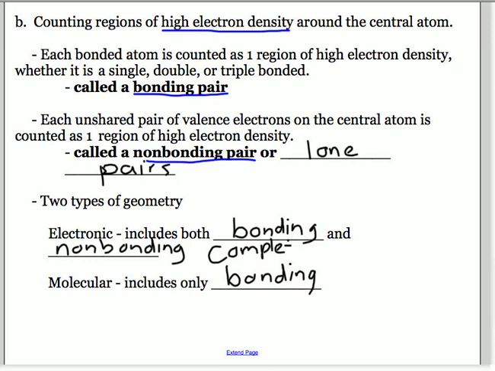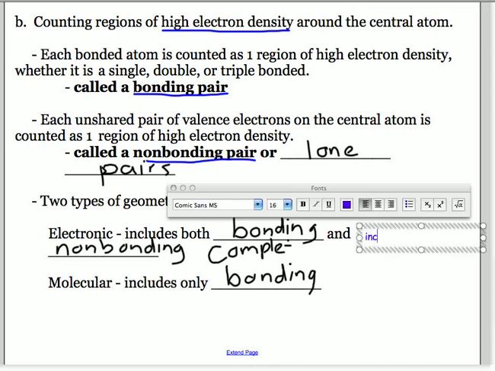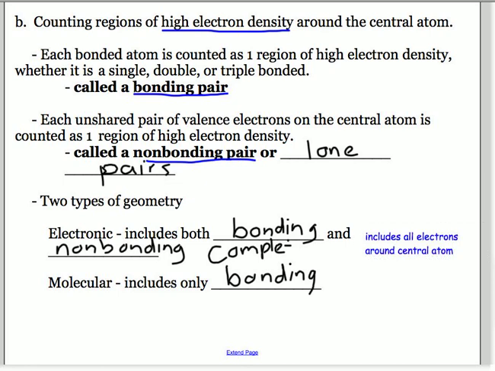An electronic geometry includes all electrons around the central atom. However, molecular geometry only includes the bonding. A molecular one is like what you would actually see if we could look at these molecules in space. The electronic one is what it is based off of. Sometimes these are the same if you have no non-bonding pairs, but a lot of times they're slightly different, and that's okay.